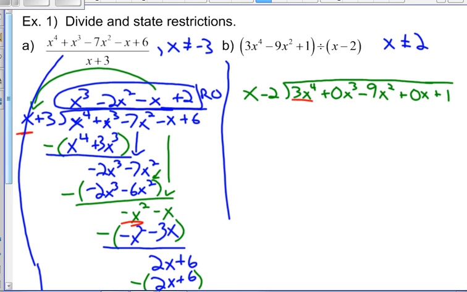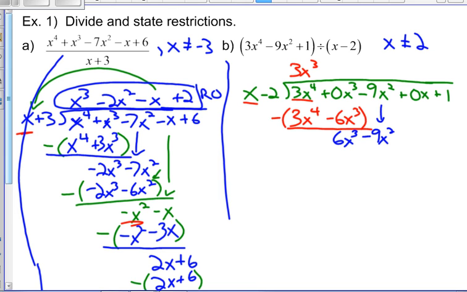So 3x to the 4 divided by x, that's going to give us 3x cubed. Multiply it by the binomial, it gives us 3x to the 4th minus 6x cubed. Subtract the whole thing, and that gives us positive 6x cubed. Bring down this negative 9x squared.